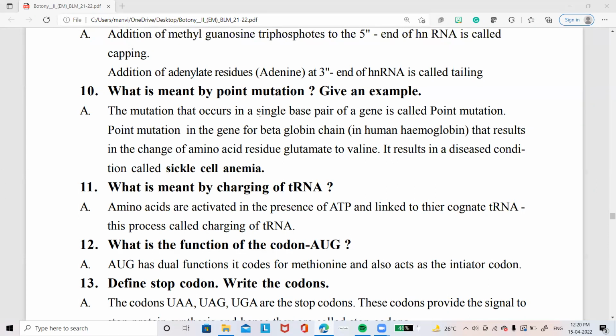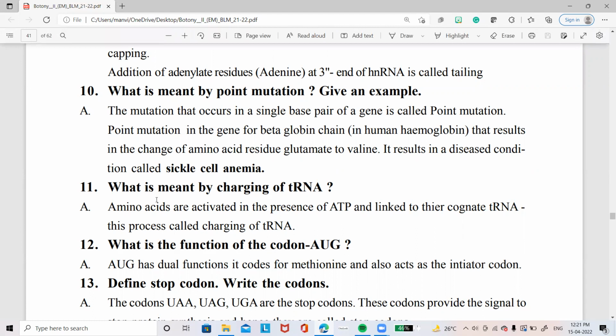A single base pair mutation we call point mutation. What is the result of point mutation? In the case of hemoglobin, the beta globin chain contains glutamic acid in the 6th position. Because of this point mutation, it was replaced by valine, which results in a normal biconcave shaped RBC becoming sickle shaped. We call it sickle cell anemia.